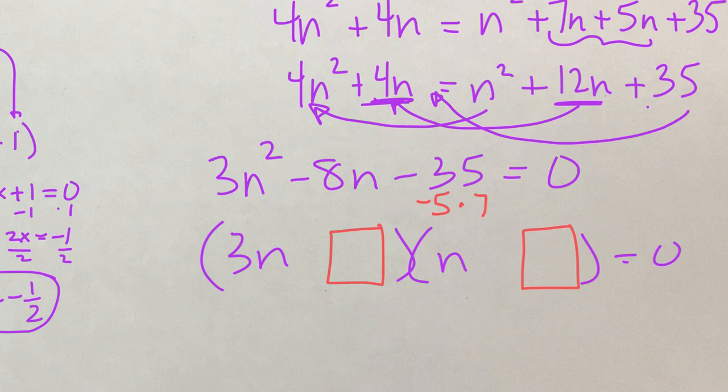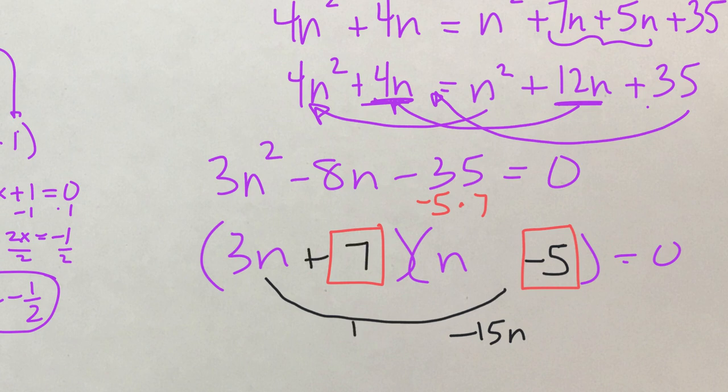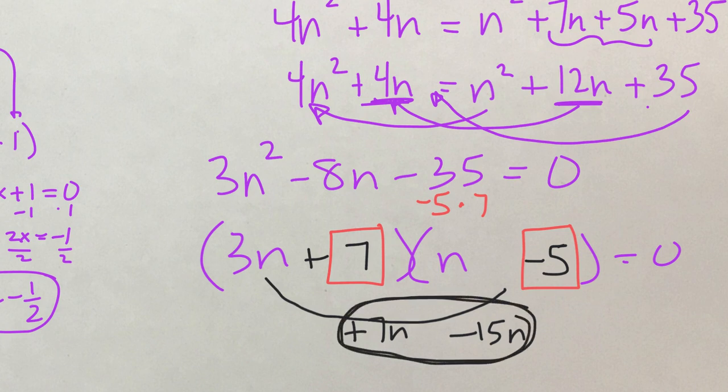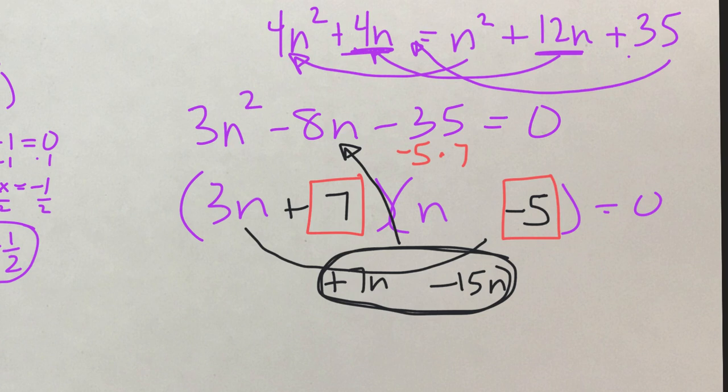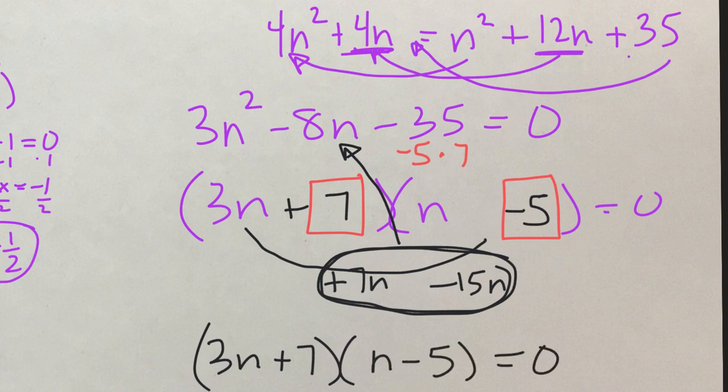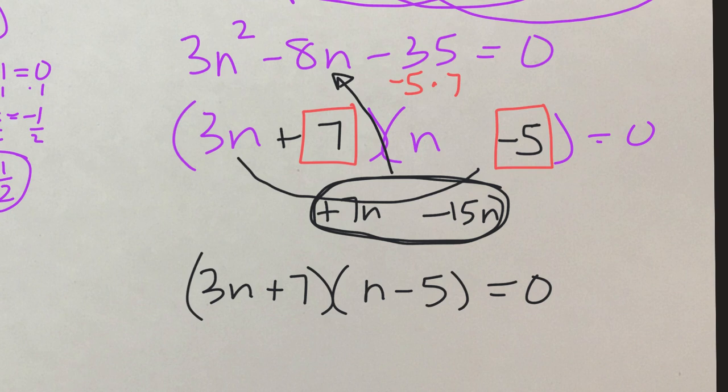So I'm going to try, and I know this is right, I'm going to put my negative 5 here, because 3 times negative 5 is negative 15. And I'm going to put my plus 7 here, because then I get a plus 7n. So when I combine my plus 7n and my minus 15n, that gives me my minus 8n. When I was in school, they taught me how to do this. This is called trial and error. So we try different things, and you do your FOIL, and you see if you get the right answer. So we have 3n plus 7 and n minus 5.